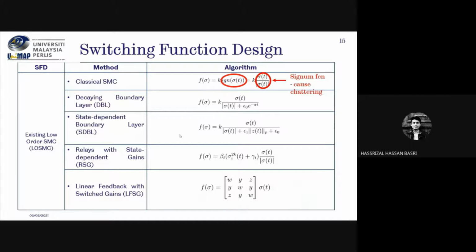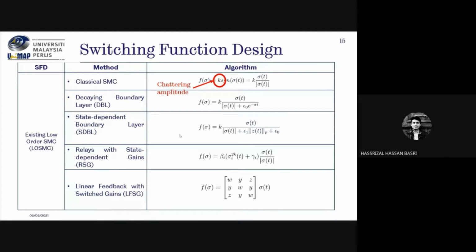Also in the classical SMC we have K, the chattering amplitude. Let's say this is the chattering. We can adjust the chattering amplitude to be bigger or smaller, depending on K. So it means we can also modify the chattering amplitude in order to eliminate the chattering. So there are two kinds: we can modify the signum function itself, and we can also modify the gain or chattering amplitude itself.